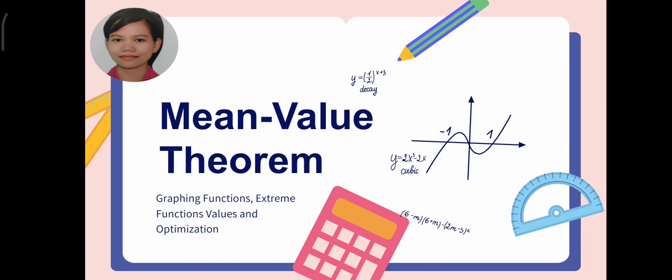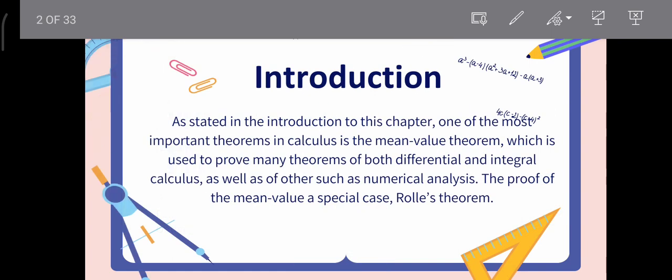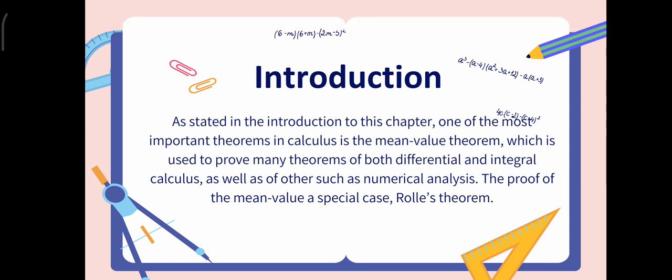So what is the mean value theorem all about? As stated in the introduction to this chapter, it is one of the most important theorems in calculus. Why? Because it is used to prove many theorems of both differential and integral calculus, as well as numerical analysis. Alright? So the proof of the mean value theorem is a special case of the Rolle's theorem. So what is the Rolle's theorem?